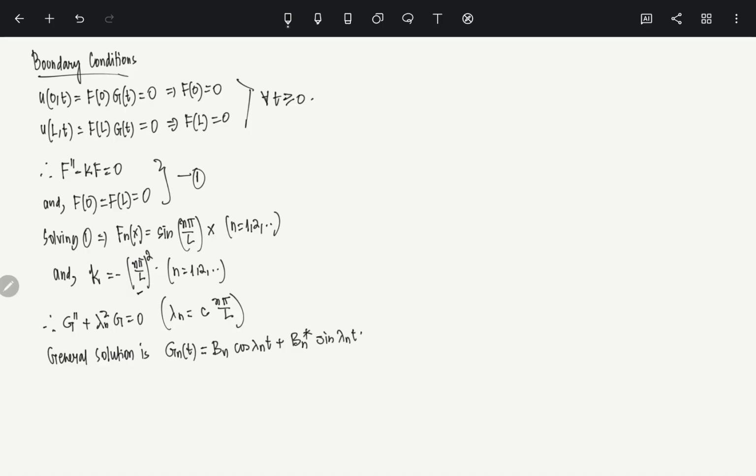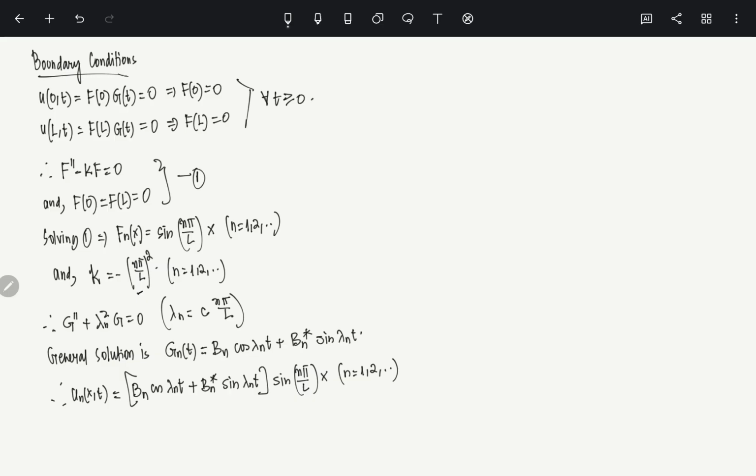Is it okay? Yes. So therefore the solution u_n of x, t, for each n, u_n of x, t is a solution, right? And that will be given like g_n of t times f_n of x, which is nothing but b_n cosine lambda_n t plus b_n star sine lambda_n t, and then sine of n pi by L times x. So this is for n equals 1, 2, and so on.